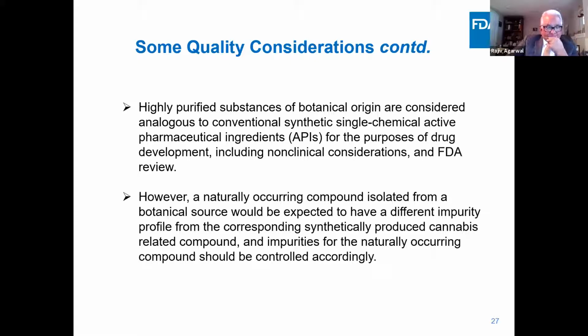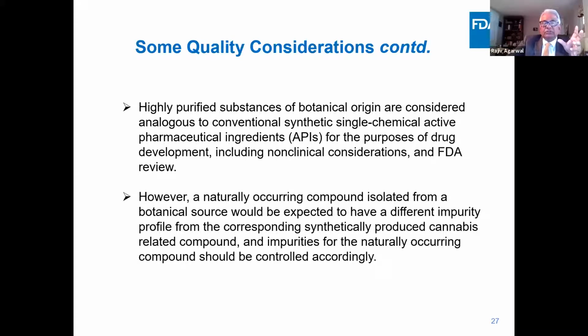Now, I mentioned that Epidiolex is the highly purified drug substance, the active pharmaceutical ingredient. So that's the API, which is highly purified. And basically what happens is that it becomes similar in structure to the synthetic molecule.